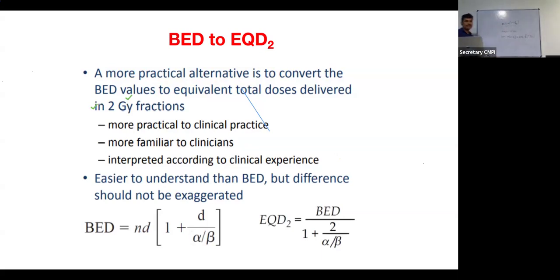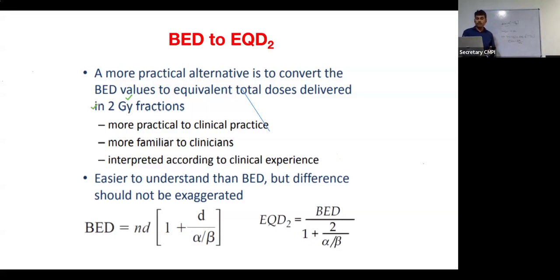You are going to have two fractions. Sorry, 2 gray per fraction. So EQD2 is equal to the BED value, which is this value, divided by 1.2, 1 plus 2 by 10. Correct? So 39 divided by 1.2 is your 2 gray equivalent dose. So this is the way you can calculate any fractionation to 2 gray.